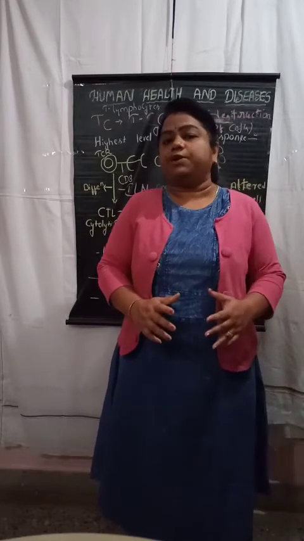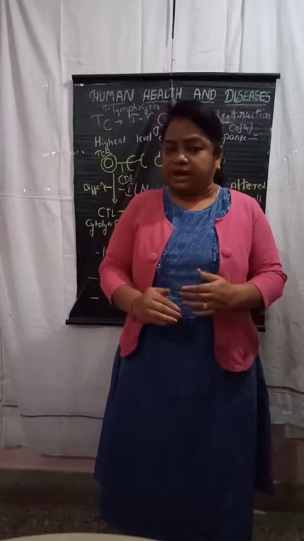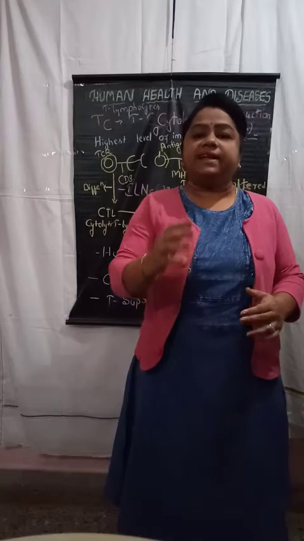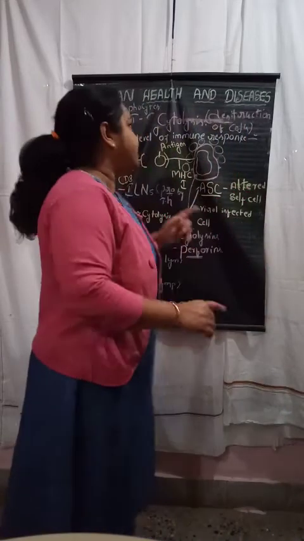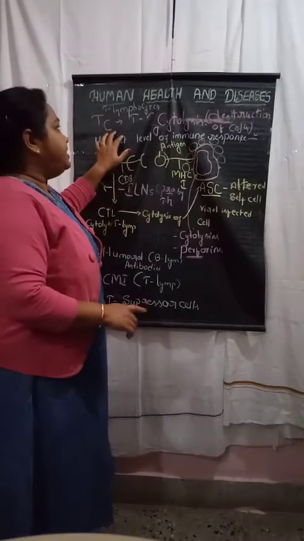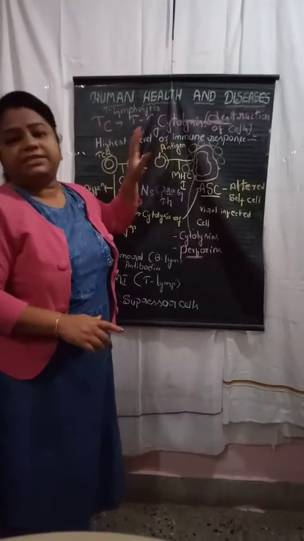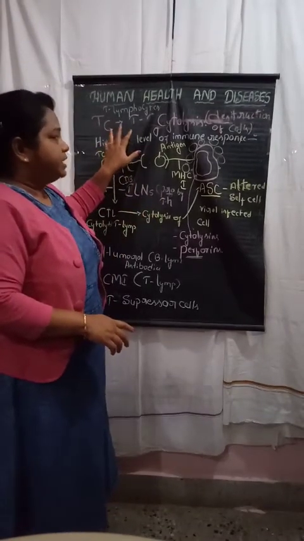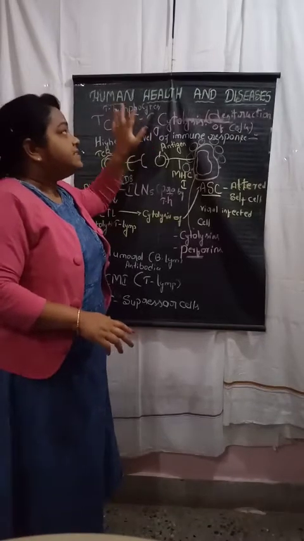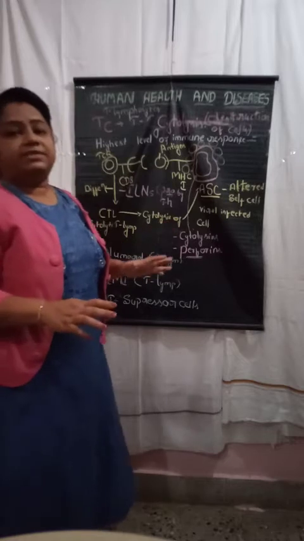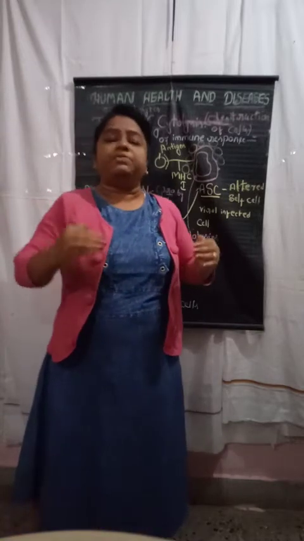Now in this video we are going to discuss another type of T lymphocytes, which are TC cells. Let us look into the TC cells. What are TC cells and what is their function? The TC cells are also called T cytotoxic cells. So what is their function? Their function is that they perform the highest level of immune response.